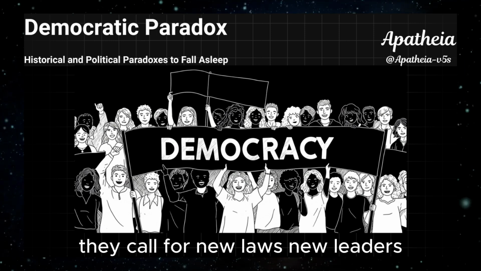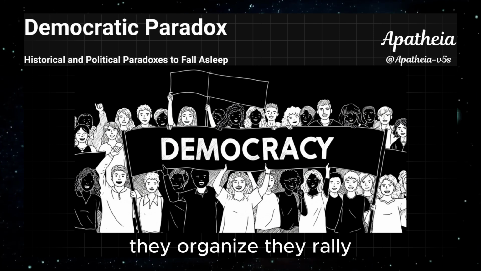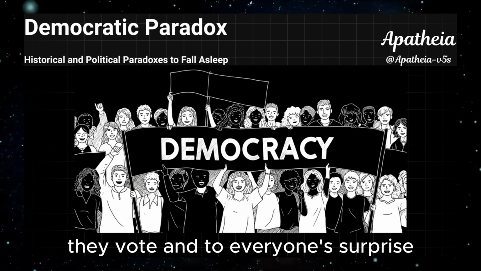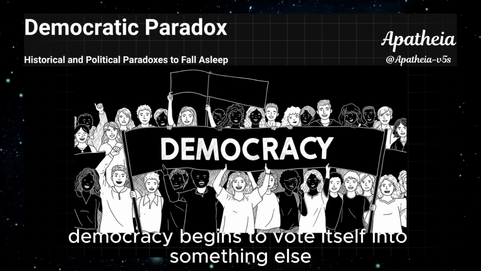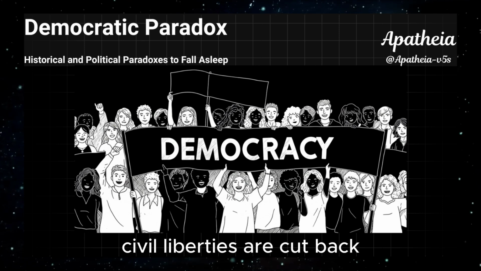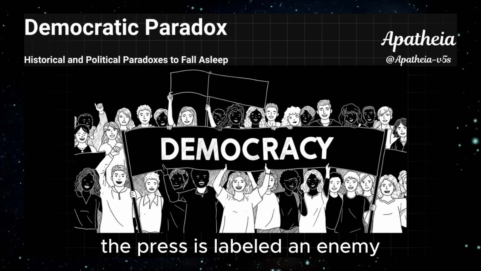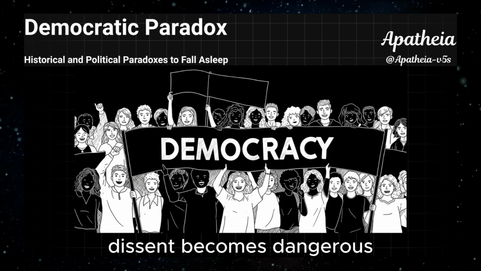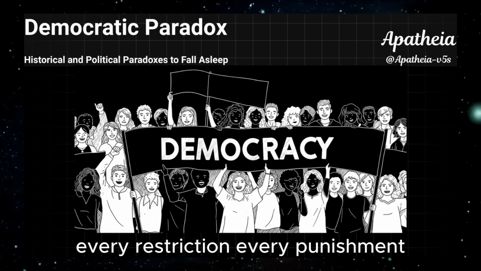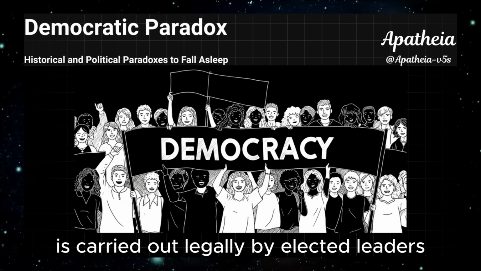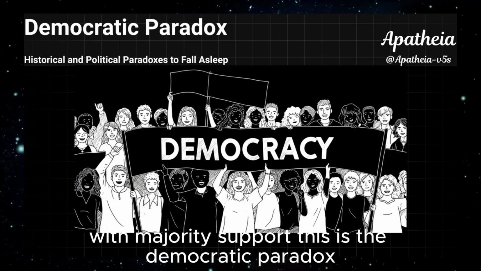They call for new laws, new leaders, a return to values they believe have been lost. They organize, they rally, they vote, and to everyone's surprise, they win. Suddenly, democracy begins to vote itself into something else. Civil liberties are cut back, minority rights are rolled back, independent judges are dismissed, the press is labeled an enemy, dissent becomes dangerous. And all of it, every law, every restriction, every punishment, is carried out legally by elected leaders with majority support. This is the Democratic Paradox.